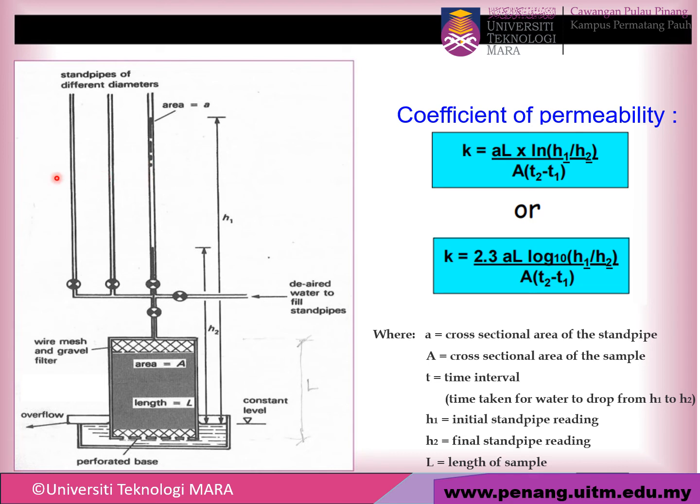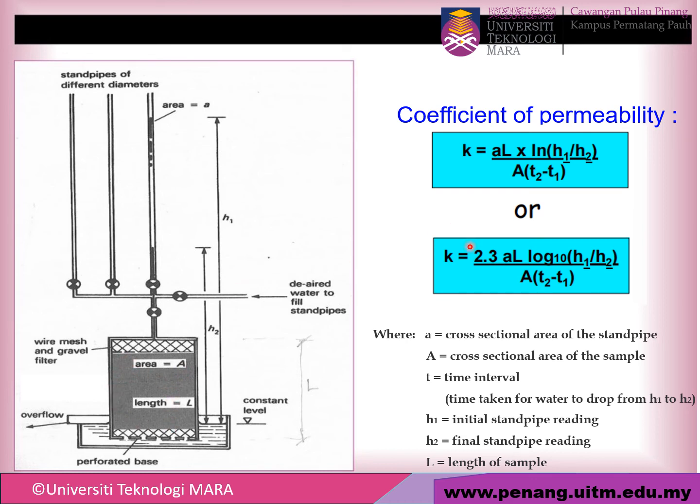We have 1, 2, 3. If you notice here, these are standpipes of different diameters. Usually for the test, we will run more than one test, so we take samples from the different diameters, maybe three samples. Look at the value of a. Small a is the cross-sectional area of the standpipe, so every standpipe has a different value of a. The larger A is the cross-sectional area of the sample.